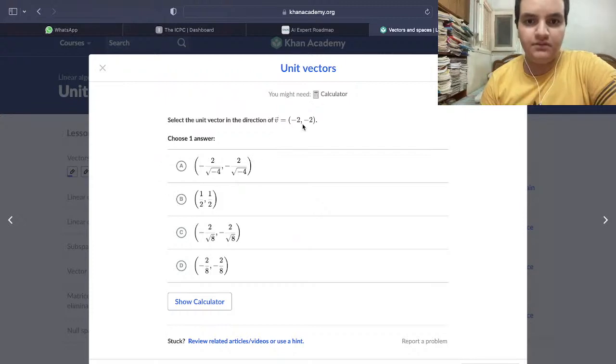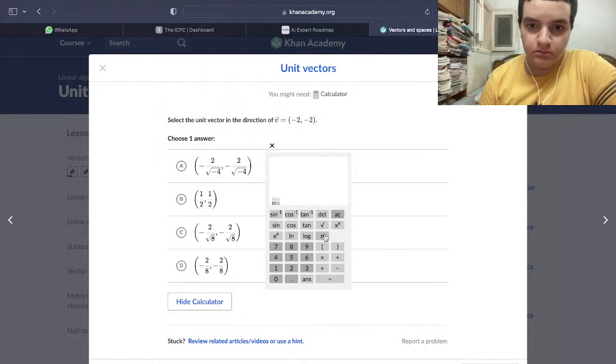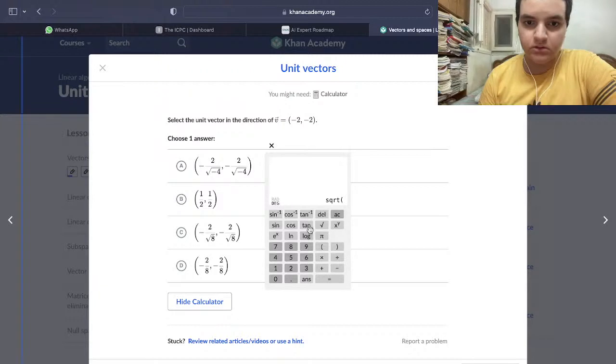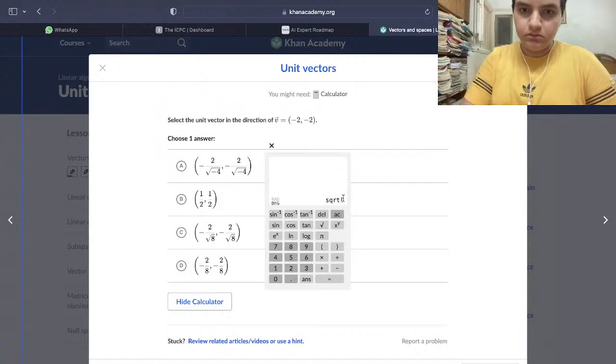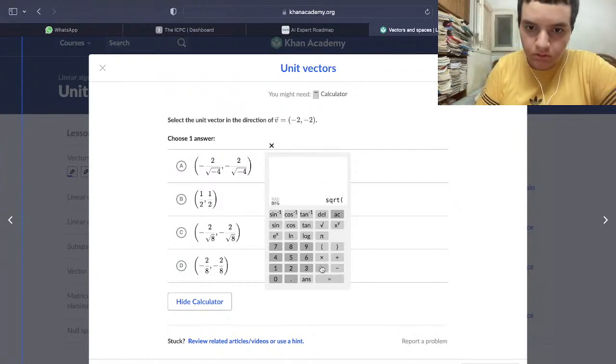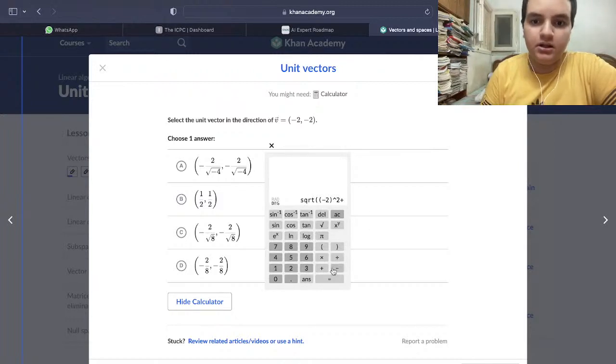So we need to find the unit vector. So this is (-2, 2), which means we need the square root of negative 2 squared. It doesn't really matter if it's negative or positive, but I'm just doing it for clarity, and then negative 2 to the power of 2.